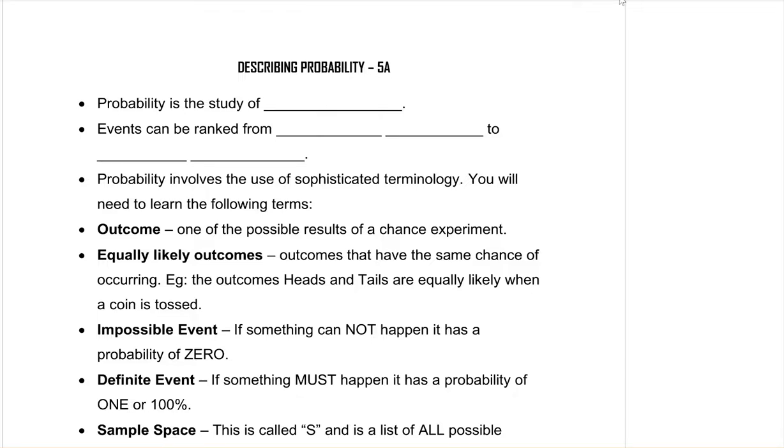So we're describing probability today, and there's a few dot points here that we need to read through. Probability is the study of chance. Please make sure that you write down everything that I write down in the theory booklet. Events can be ranked from least likely to most likely.